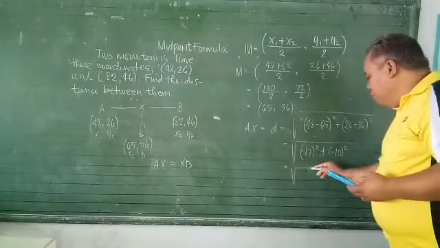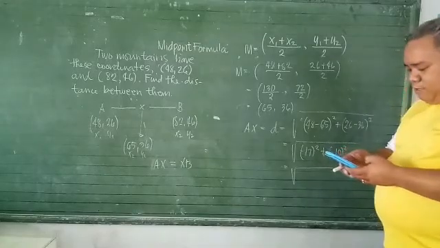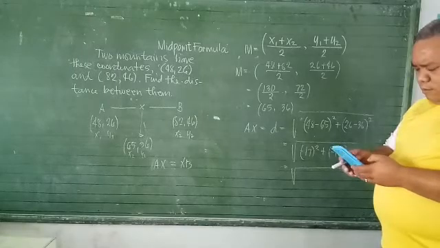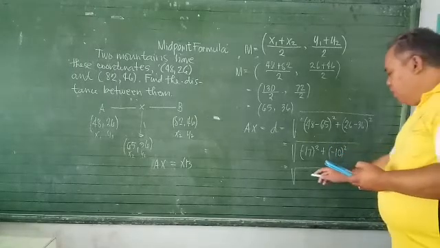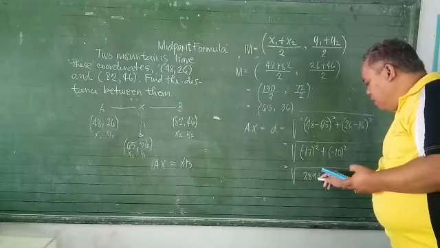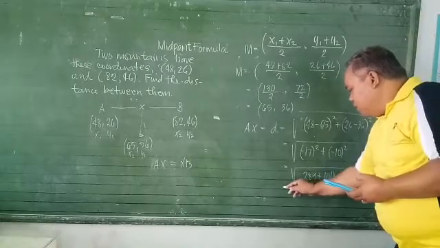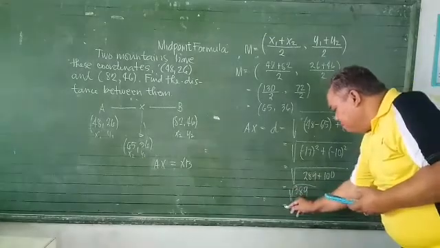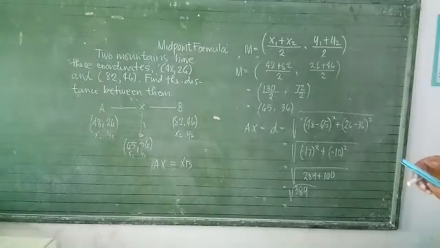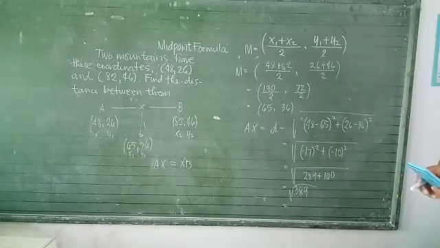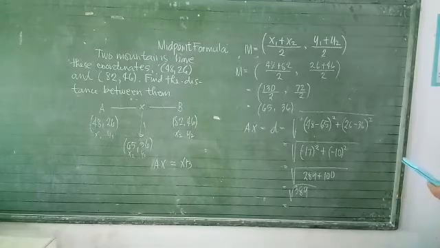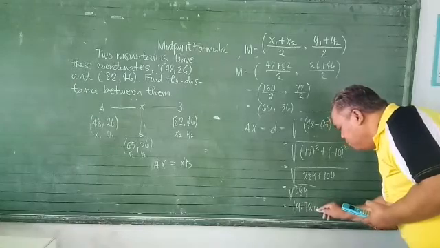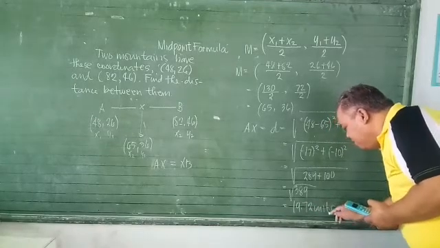So it will give you 17 squared, that is 289, plus 100. So this is 389. Square root of 389. Okay, the square root of 389 will give you 19.72 units.